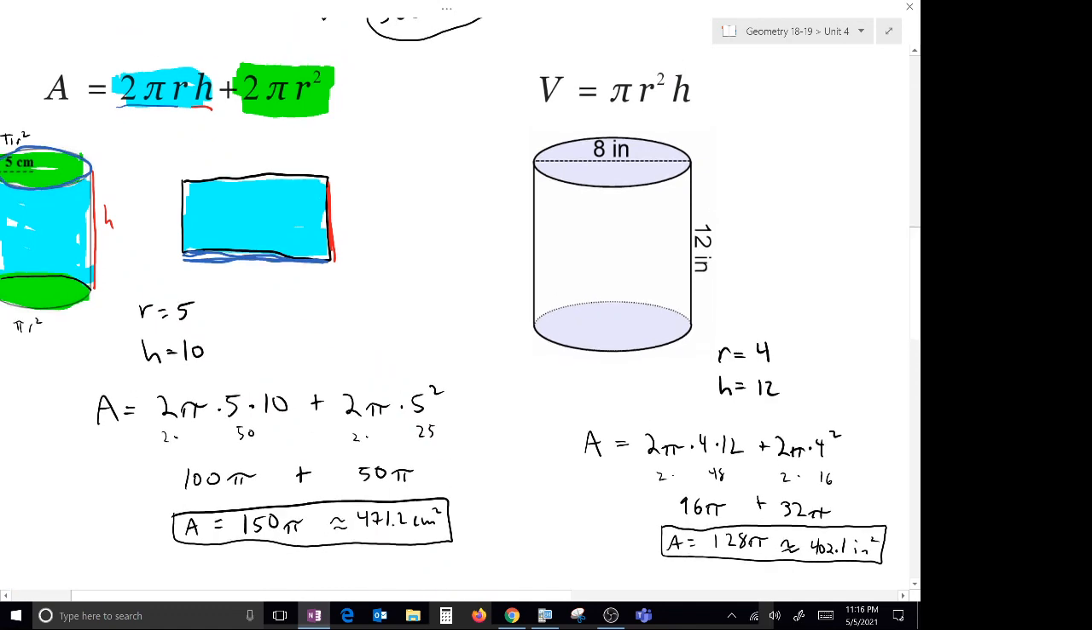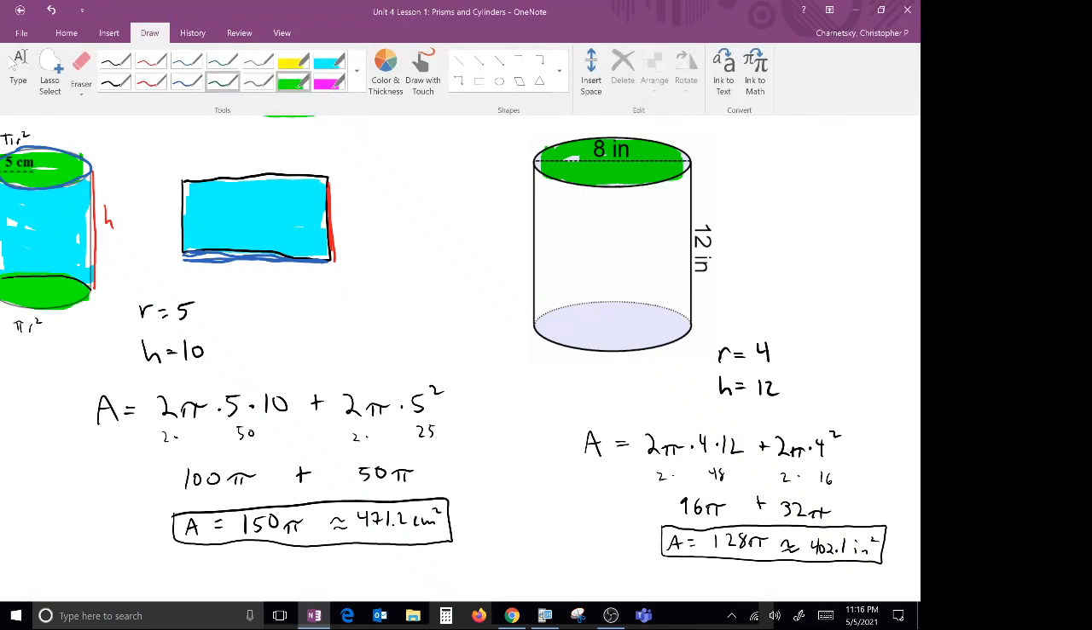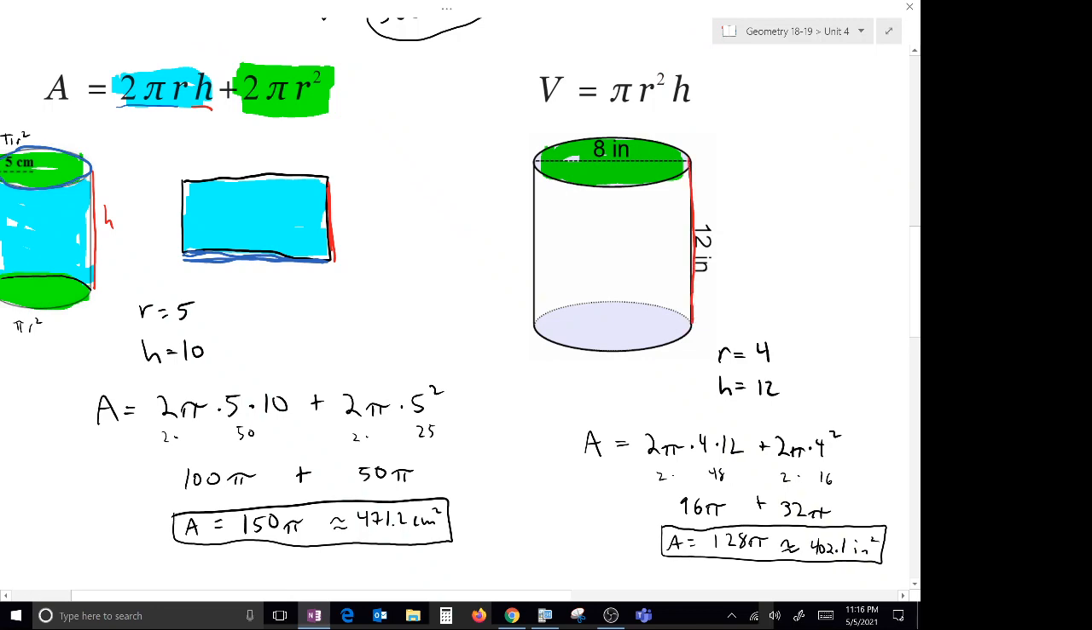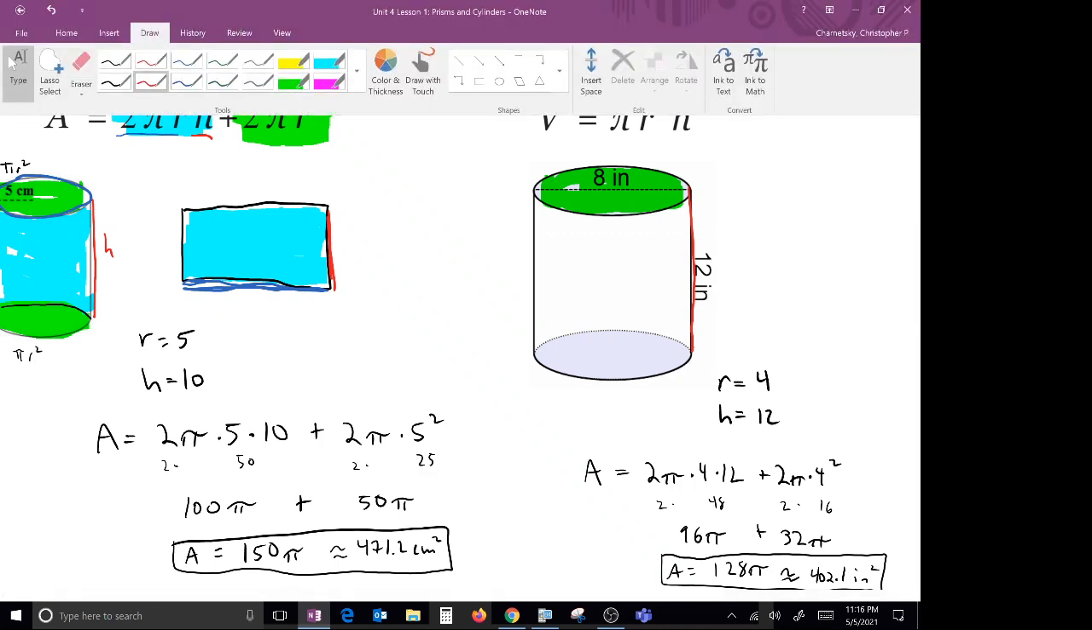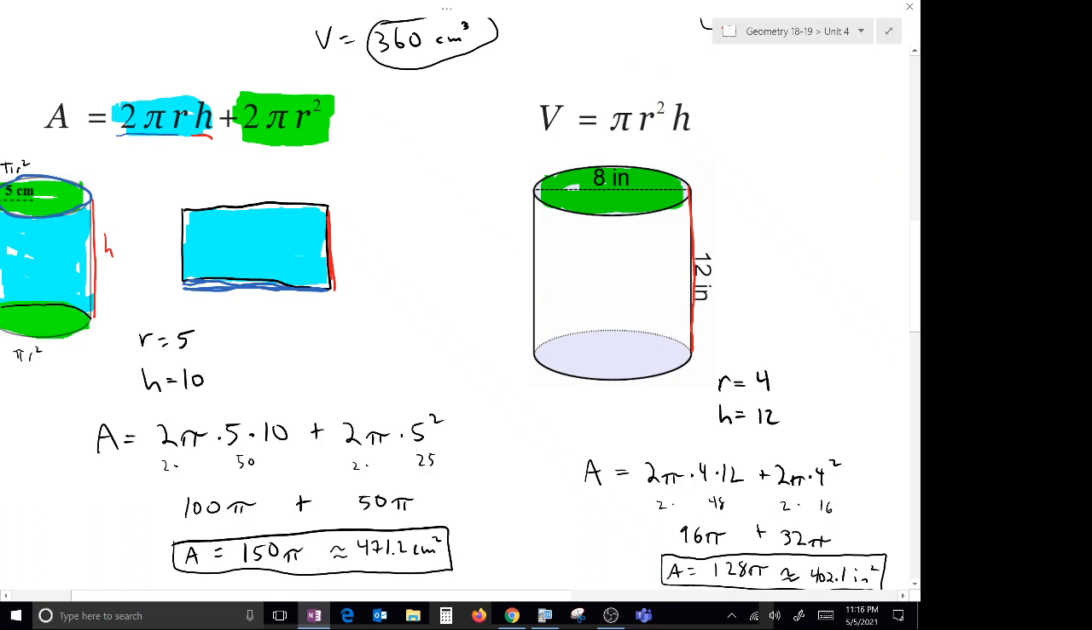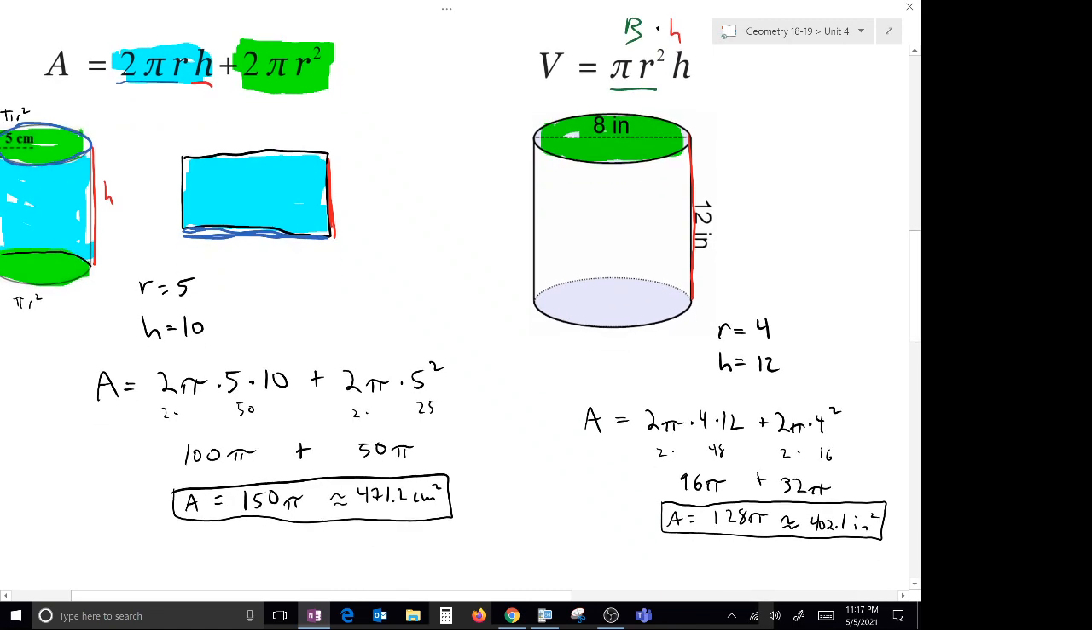Okay. Our volume formula is even simpler. It's really just the area of our base, so pi r squared times the height. So you only need those two things. It pretty much is the exact same formula. It's really just the area of our base, which is what that is, times the height. So pretty much the exact same formula as our prism formula. We just substituted pi r squared for the area of our base.